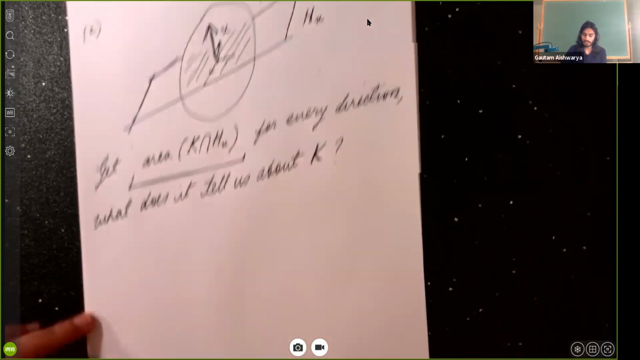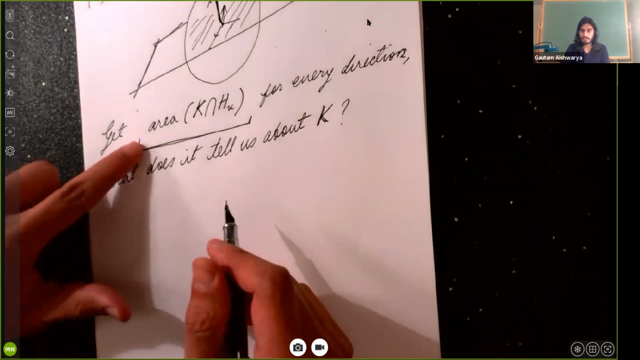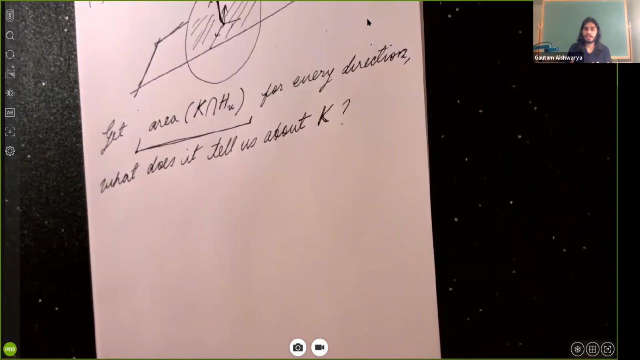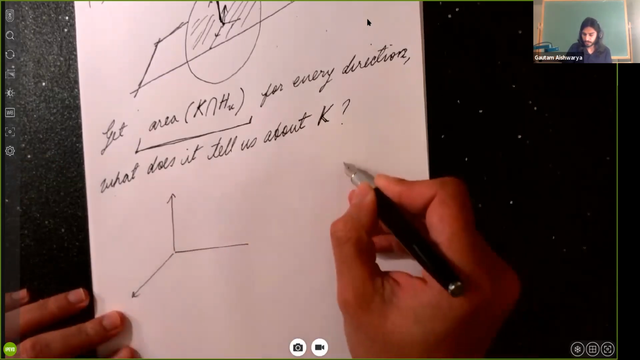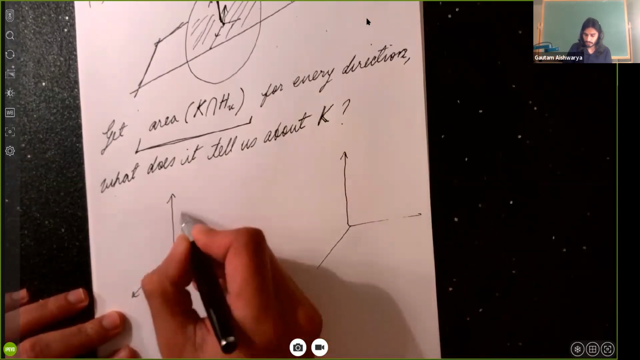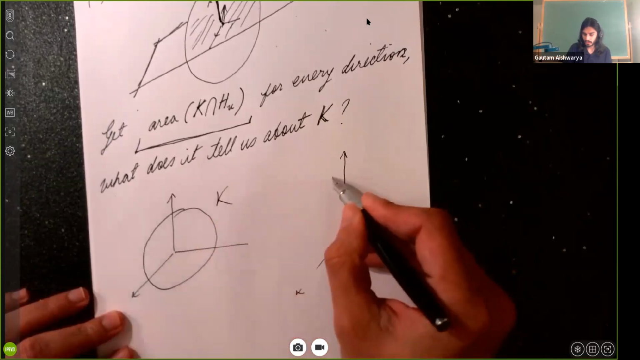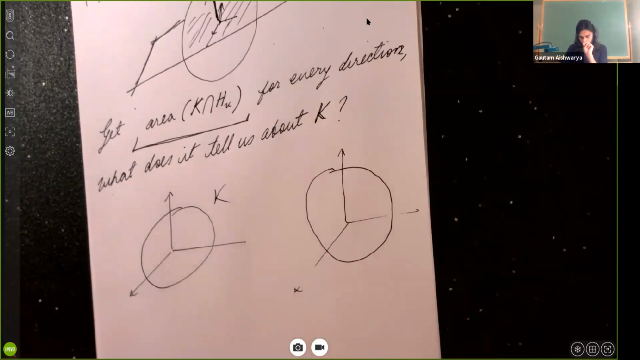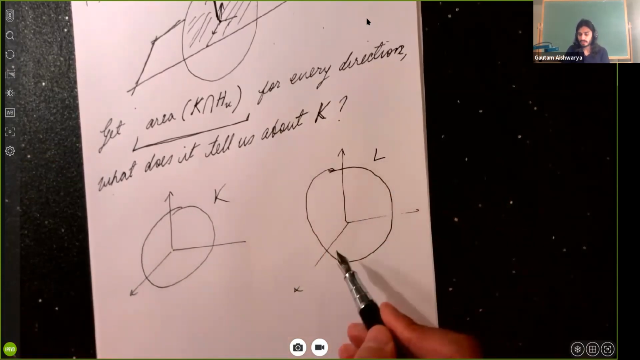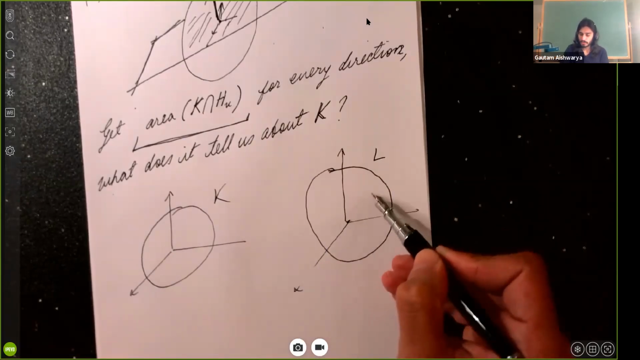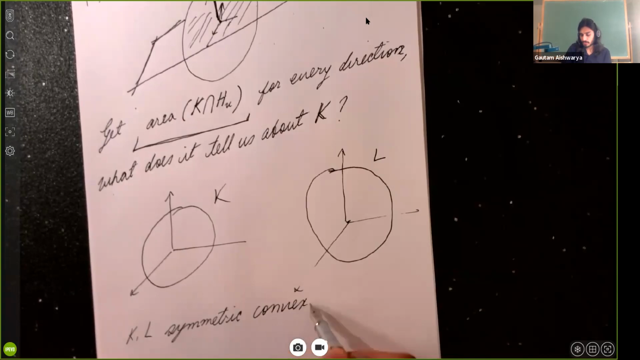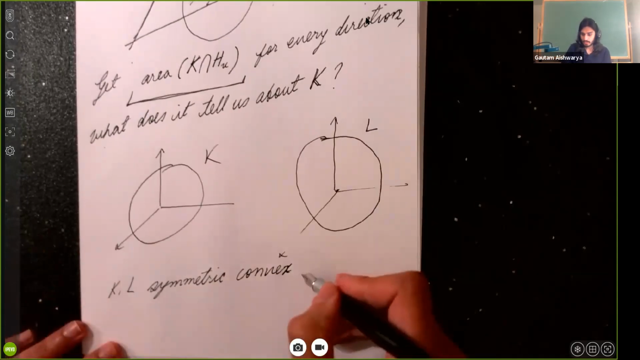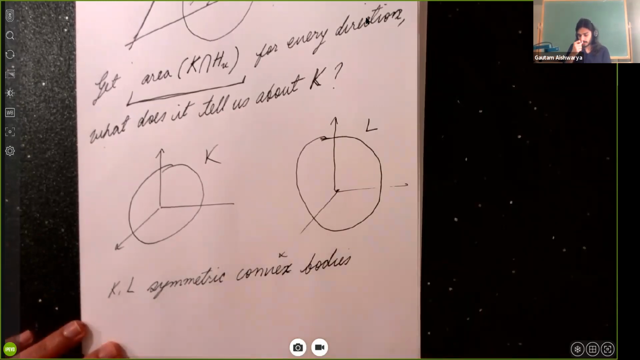One related thing is, can this data tell us even if one convex body has more volume than the other? So suppose we have two convex bodies, K and L. So this is K and this is L. Suppose they are centrally symmetric, meaning that if a point v is there, minus v is also there. Again, I'm not getting into the exact definition, I'm not writing it out. These are the technical terms that you can Google.